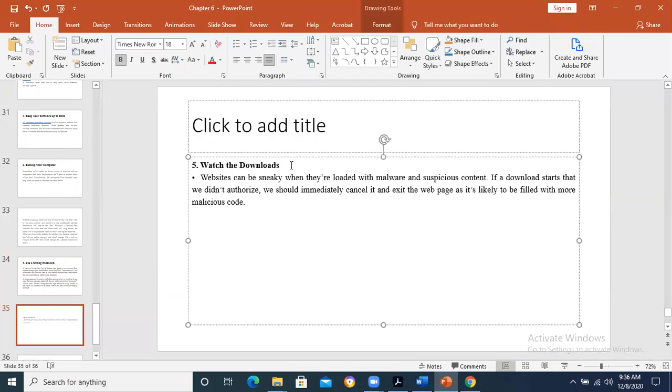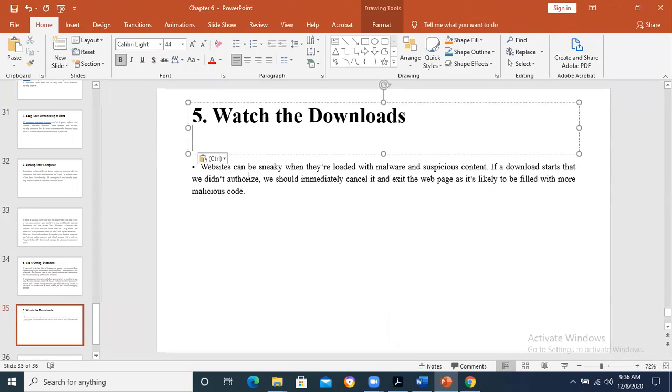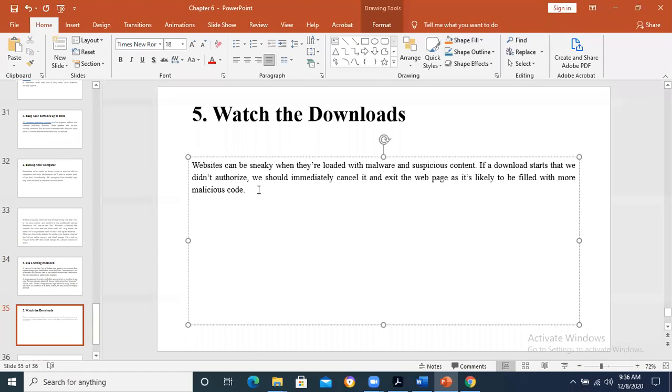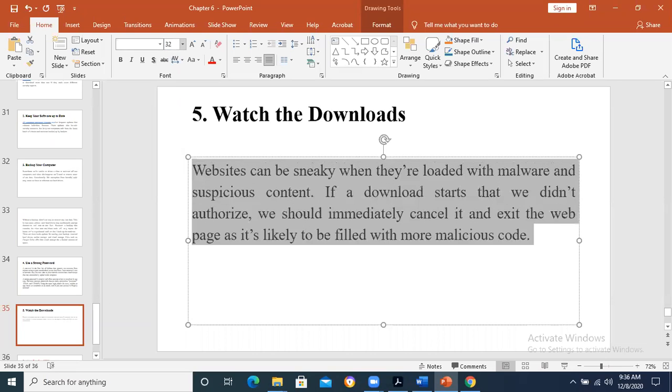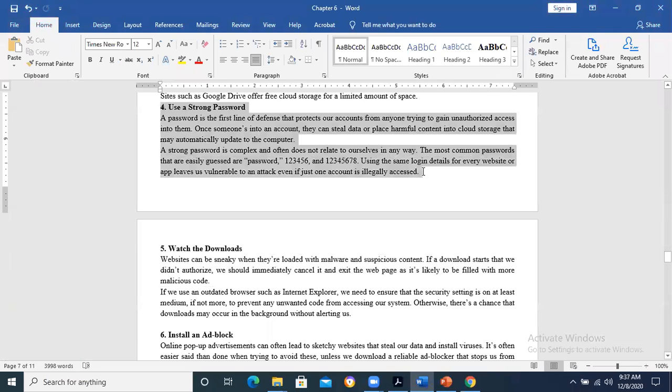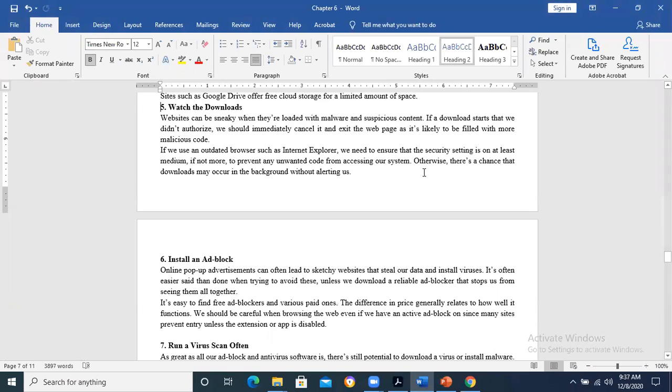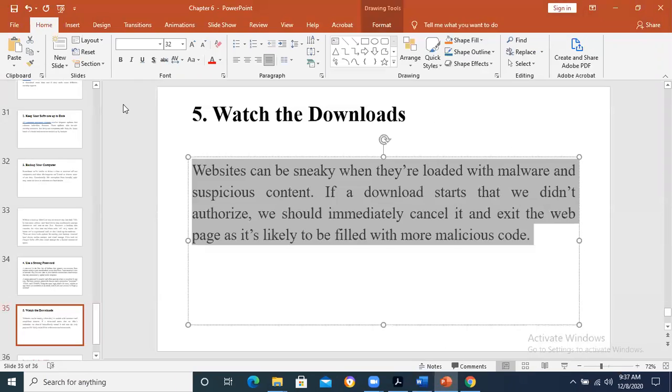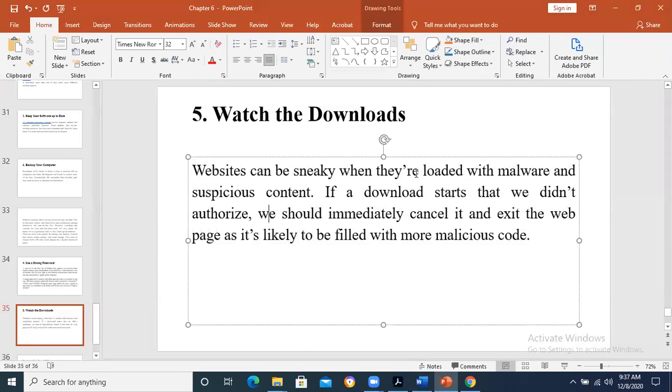So when you are downloading, you need to be very careful, and you need to see what kind of data you are downloading and from which source. Again, this point is about viruses and malware. The point that we discussed about strong passwords is not directly related to malware, but this point of downloads is directly related to malware and viruses. Websites can be sneaky when they are loaded with malware and suspicious content.